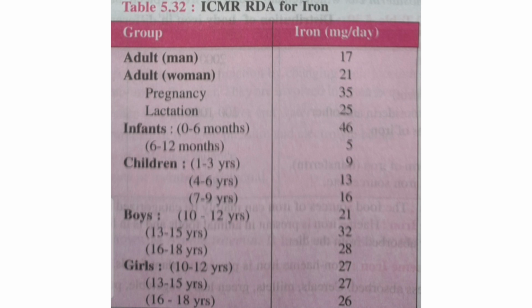because from various kinds of food, more or less, we can get it. But milk is not a very good source. That is why milk is not termed as a complete food, just because the iron content is very low. Okay, so these are all about the RDA of the iron.